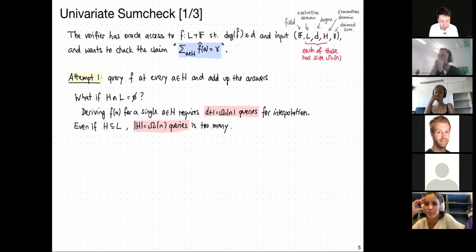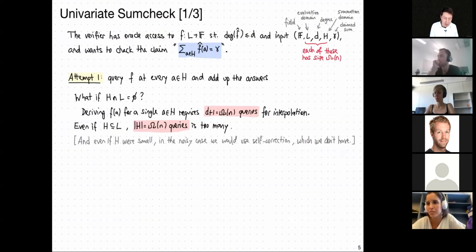And even if h is a subset of L, you could say, well, I'll just query on h. But we're thinking of h as linear in the input size, okay? Because f will be encoding some assignment, and we'll be checking things over some linear size domain. So again, we're back to too many queries. All I'm saying is that if you try to solve the problem directly, of course, you're going to have many queries.